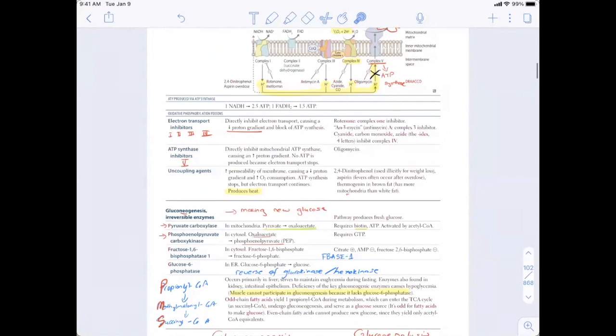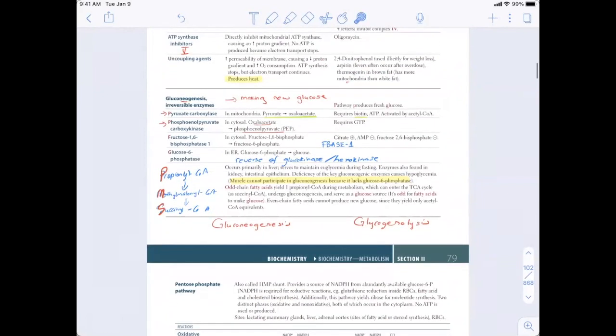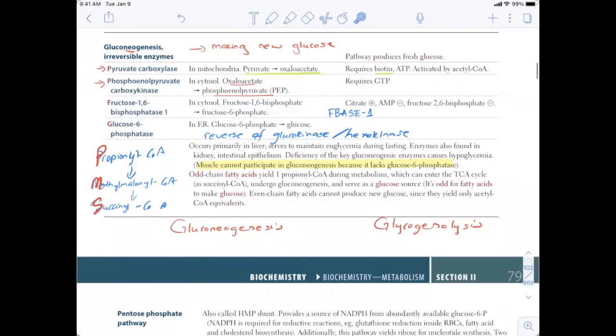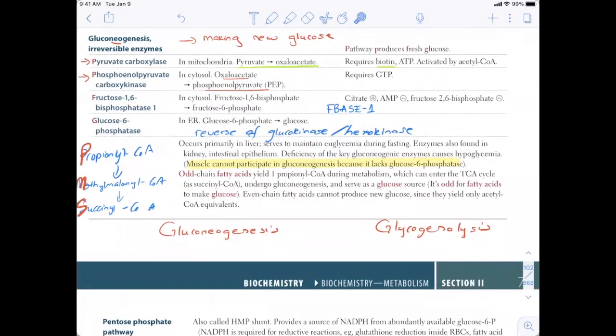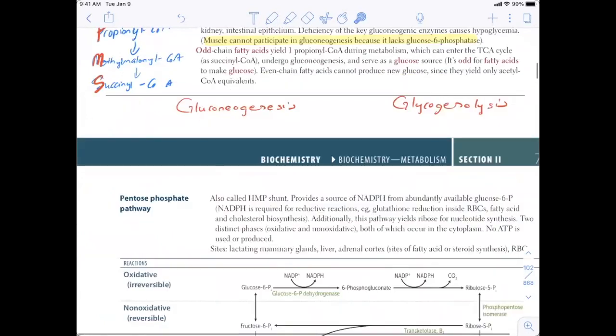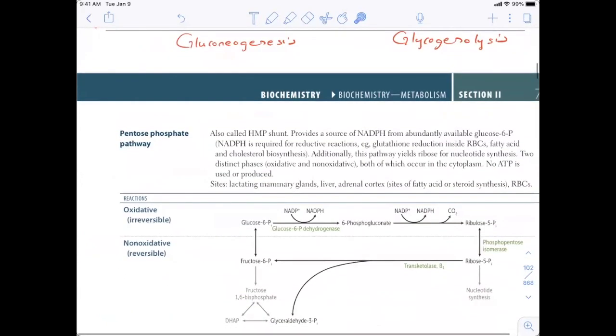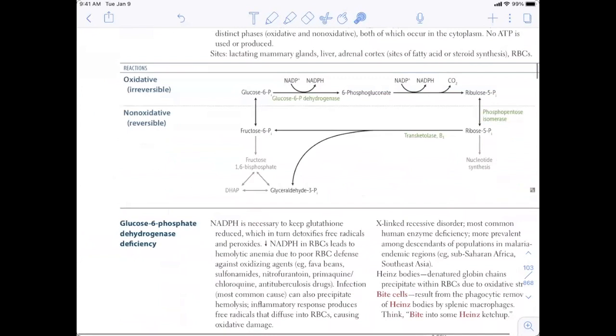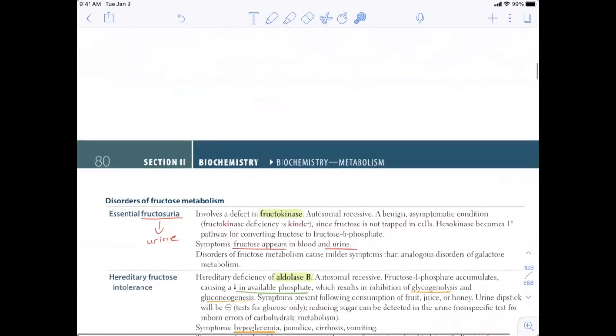All right. So remember, talking about details, it's your odd chain fatty acids. Your even chain fatty acids, you're not really going to do this because the even chain fatty acids would yield only your acetyl-CoA equivalents. So that's gluconeogenesis for you. We're going to come to some more stuff very soon, like glycogen synthesis and glycogen breakdown.